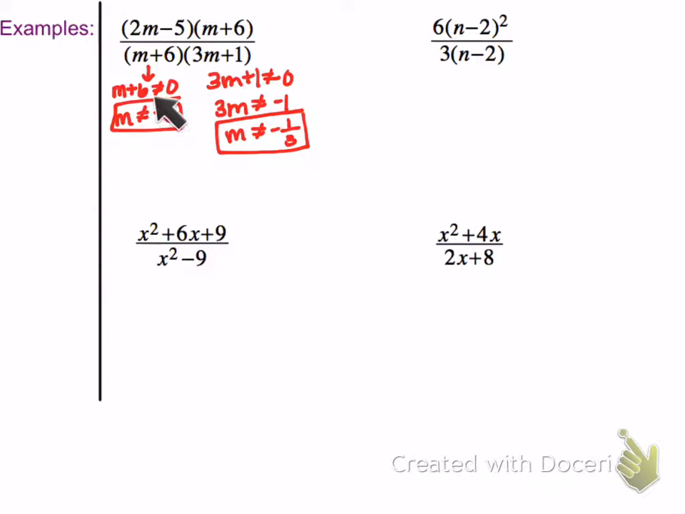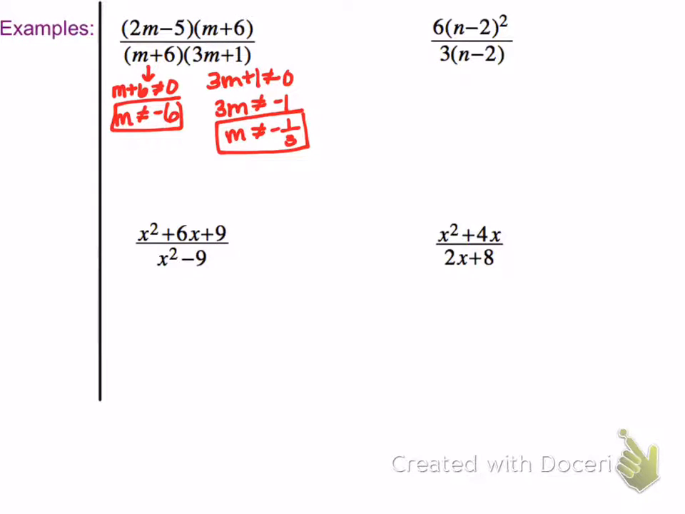If m equals negative 6, then this parenthesis is 0, and 0 times whatever that is would be 0, and then I'd be dividing by 0, and that would be bad. The other thing I know is that 3m plus 1 cannot equal 0. So here I would subtract 1, and then divide by 3, and I would say that m cannot equal negative 1/3. Those are the 2 pieces of my domain that are restricted. Now make sure that you're not writing m equals, you're writing m cannot equal with that little slash through it.